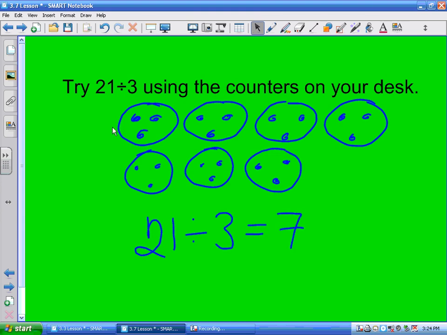What is 21 divided by 7? 3. What's 3 times 7? 21. What's 7 times 3? 21. See how they're all there? So here's the thing. If you knew that 21 divided by 3 is 7, you also know what 21 divided by 7 is too, don't you?